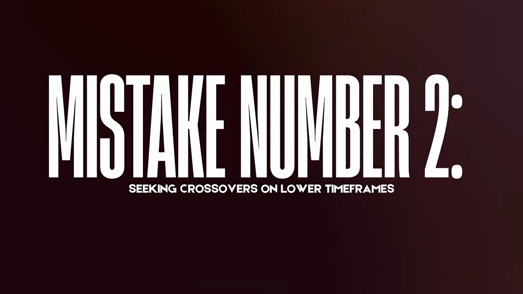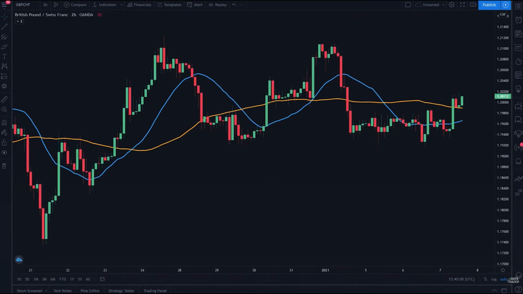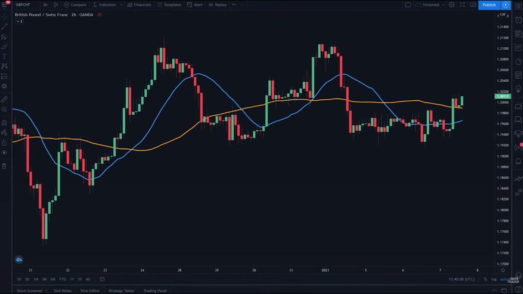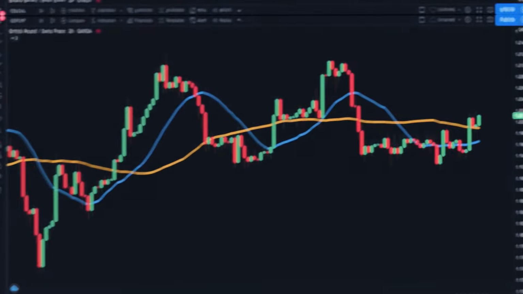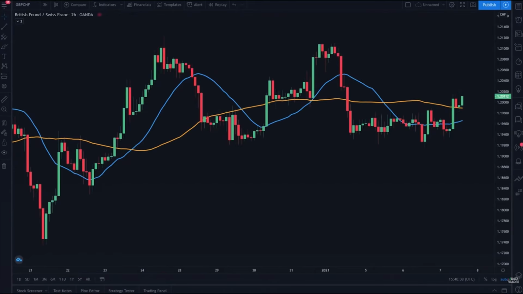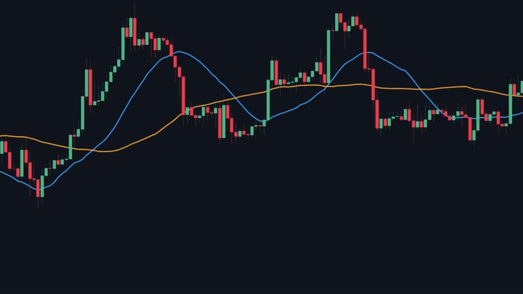Mistake number 2. Seeking crossovers on lower time frames. Many people set lower time frames like 5-minute or 15-minute and use more than one moving average because they believe it increases the chances of taking a good trade. But here's the reality. On lower time frames, moving averages start giving a lot of false signals, especially when the market is consolidating, or when the market is very volatile and price is swinging up and down. The crossovers happen so frequently that you can't tell which ones are real trend changes and which ones are just noise. You end up taking trade after trade, only to get stopped out repeatedly.